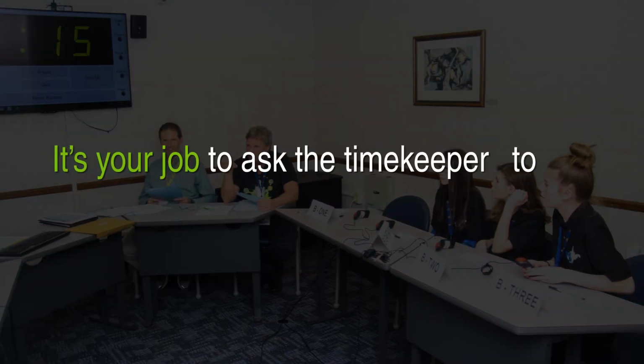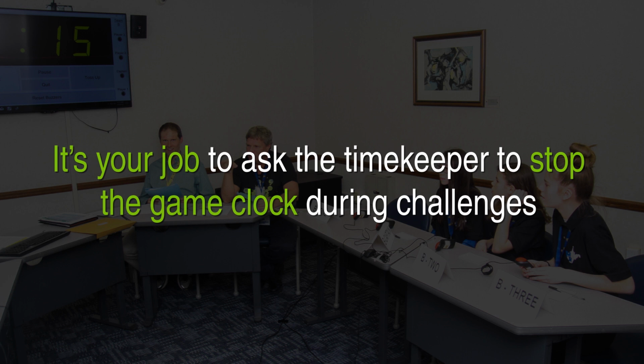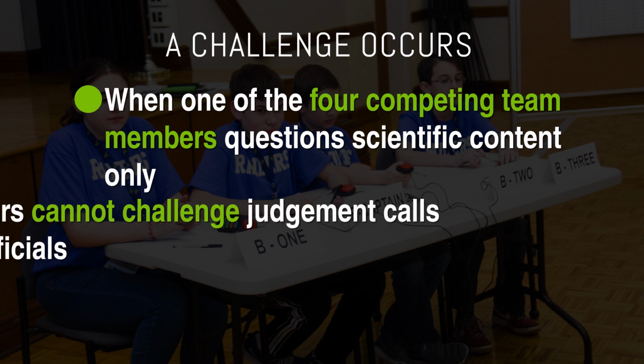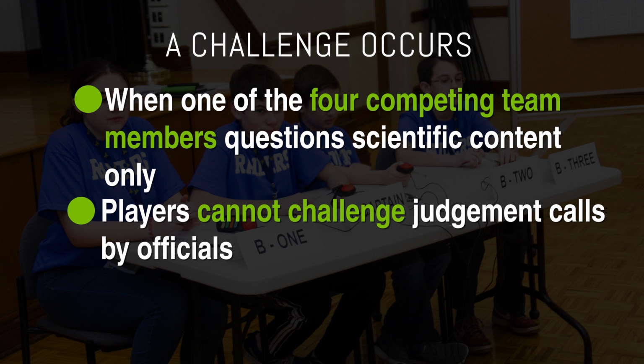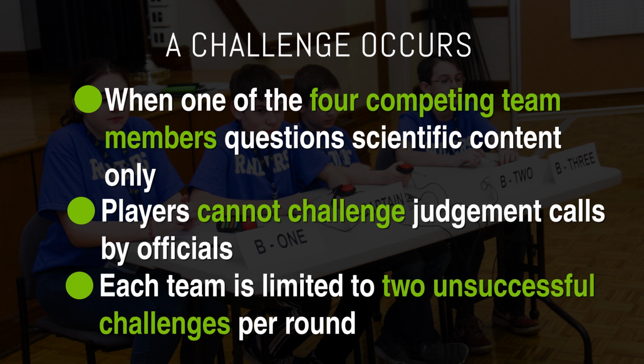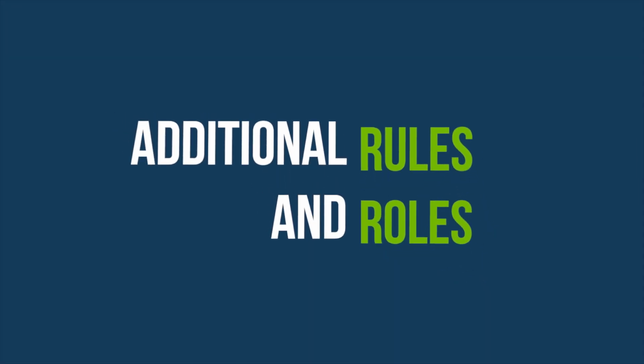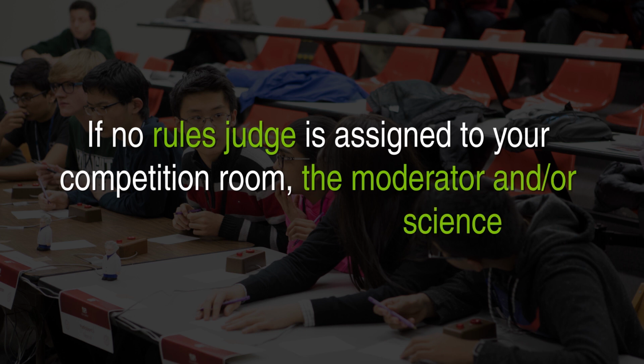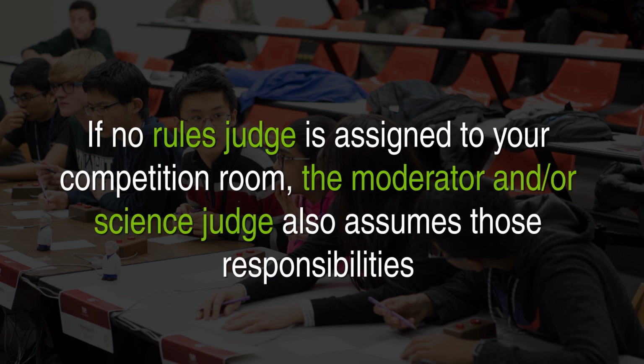Finally, it's your job to ask the timekeeper to stop the game clock during challenges. A challenge occurs when one of the 4 competing team members questions scientific content only. Players cannot challenge judgment calls by officials. Each team is limited to 2 unsuccessful challenges per round. If no rules judge is assigned to your competition room, the moderator and/or science judge also assumes those responsibilities.